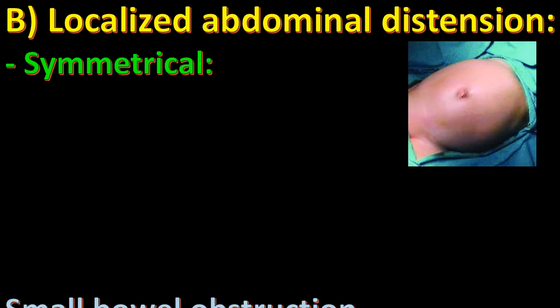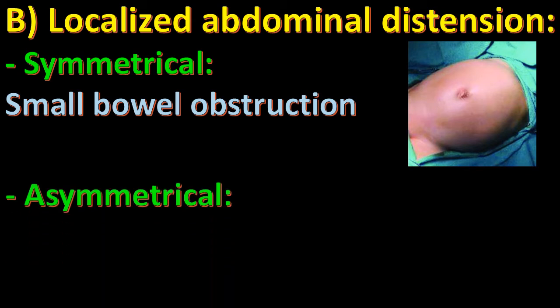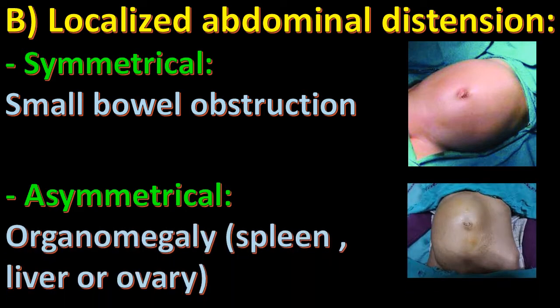Localized abdominal distension may be symmetrical in patients having small bowel obstruction, or the distension might be asymmetrical in patients having organomegaly like splenomegaly, hepatomegaly, or ovarian mass.